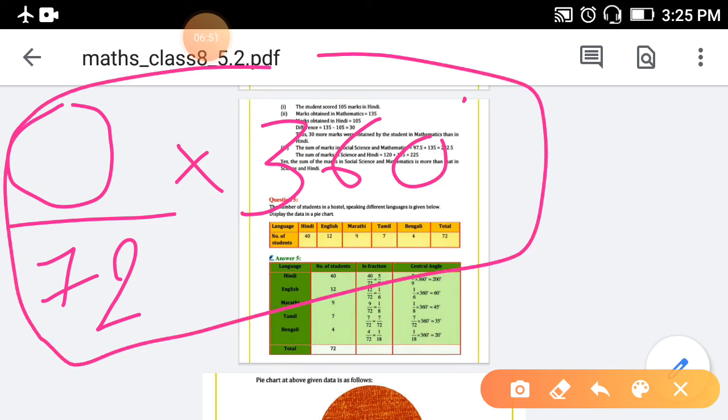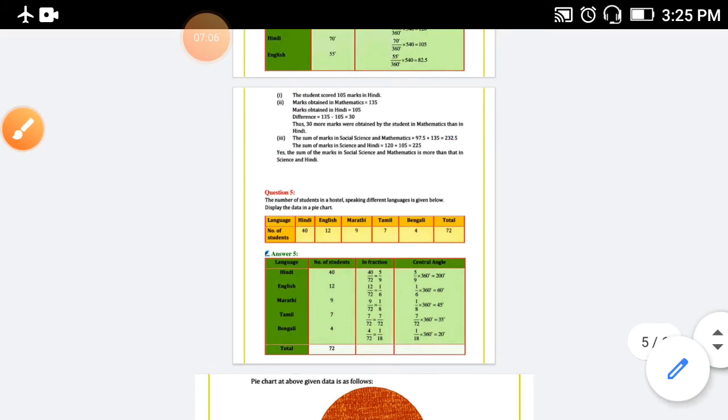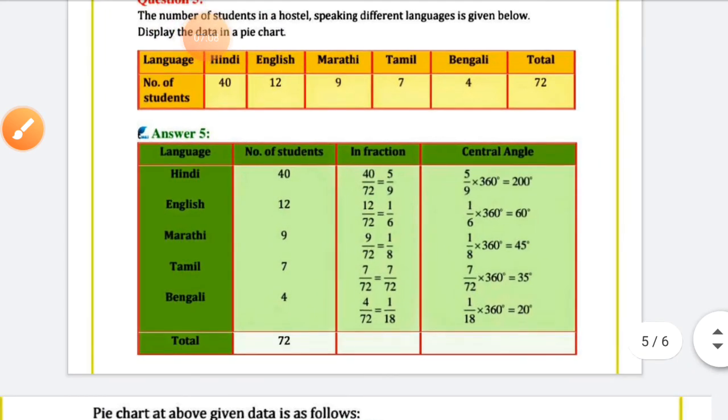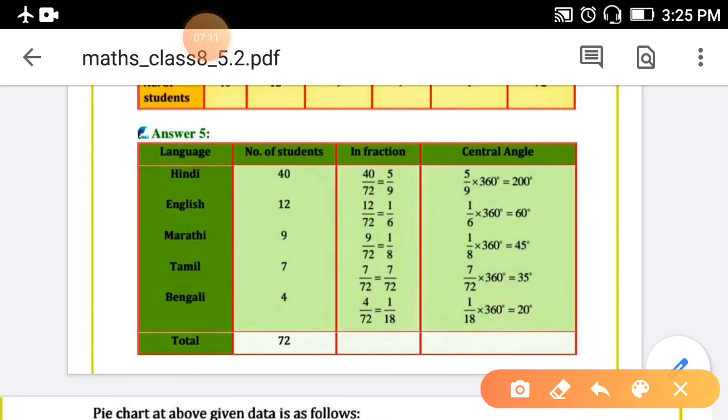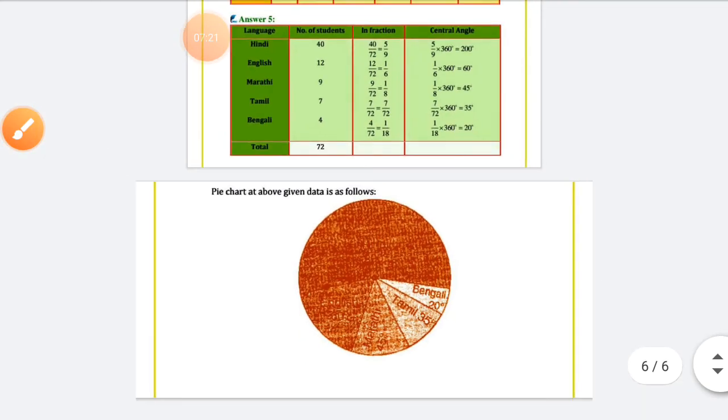For English 12, so here you can put 12 and solve it. For Marathi it is 9, so put 9 and solve. Tamil 7, for Tamil put 7 and solve. Then Bengali, put 4 and solve. So you will get 200 degree for Hindi, 60 degree for English, 45 degree for Marathi, 35 degree for Tamil and 20 degree for Bengali. Now you have the degrees and you draw a pie chart.